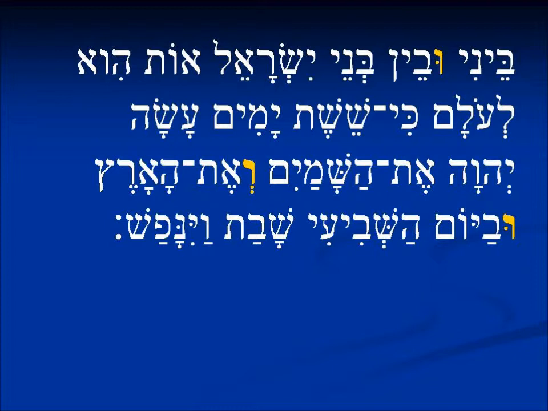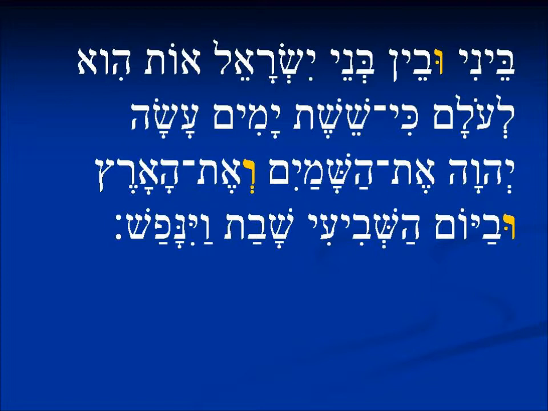The first scripture that you see on this slide is Shemot 31, verse 17, Exodus chapter 31, verse 17. Beni uven. This means "between me and between Bnei Yisrael, the children of Israel." So this is something you can learn, that when the word "between" is used, it's used twice. Between me and between you. Between me and between the children of Israel.